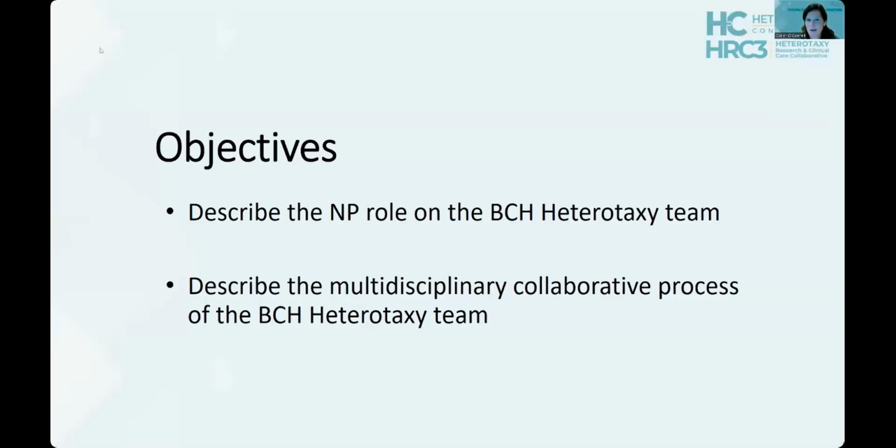My name is Caitlin O'Connell, and I am the nurse practitioner for the Heterotaxy Program at Boston Children's. I will be speaking to you today about the nurse practitioner role for our program, as well as the multidisciplinary collaborative process that we use.